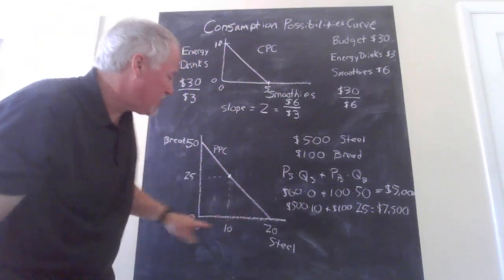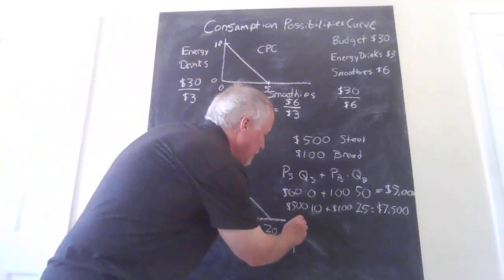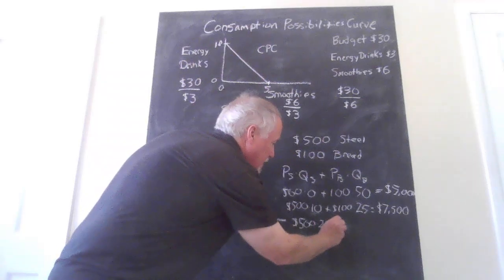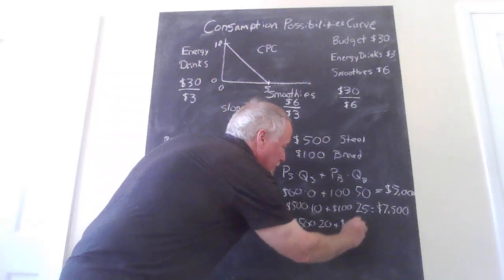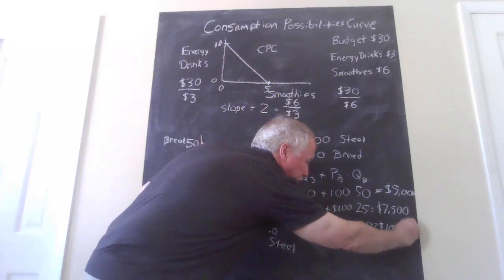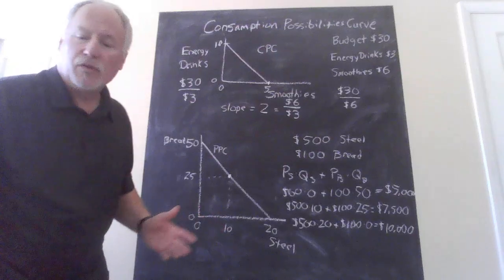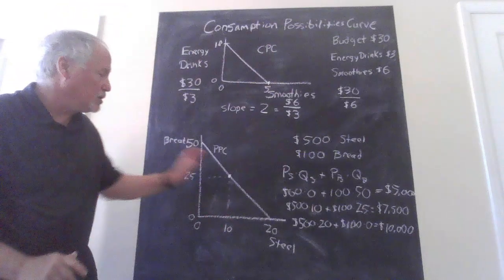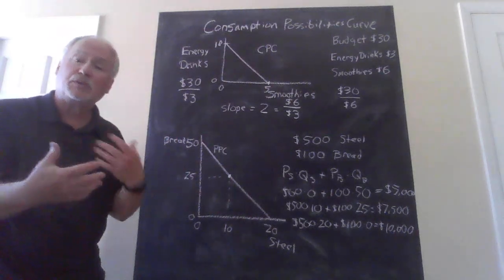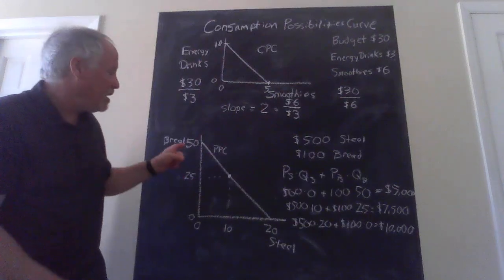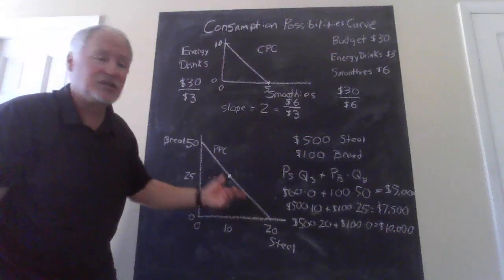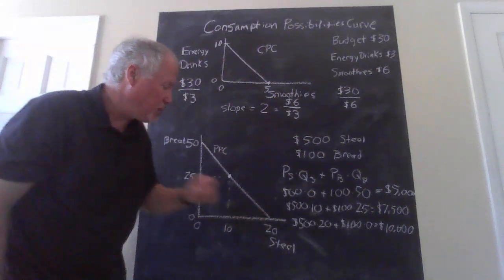And then the third point would be down here where we've got no bread but 20 units of steel. 500 is the price of steel. And now we've got 20 steel. 100 is the price of bread. No bread. And that would work out to 10,000. So if you were a producer and you were the one firm and you could use this production possibilities curve to describe your ability to produce goods and you wanted to maximize profit, well, you make 5,000 here, 7,500 here, 10,000 here. 10,000 is the best, so you would produce down here at this point with all steel.